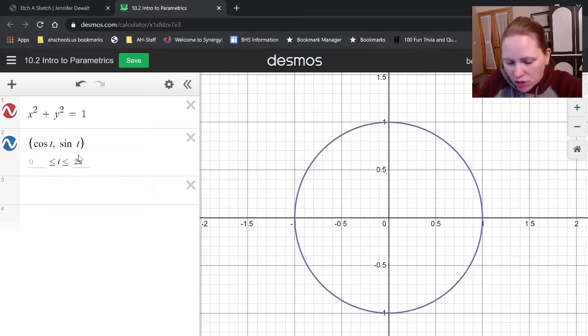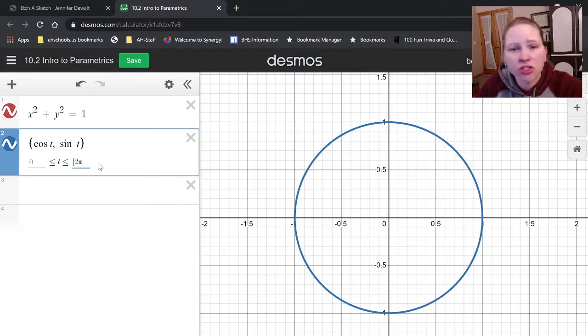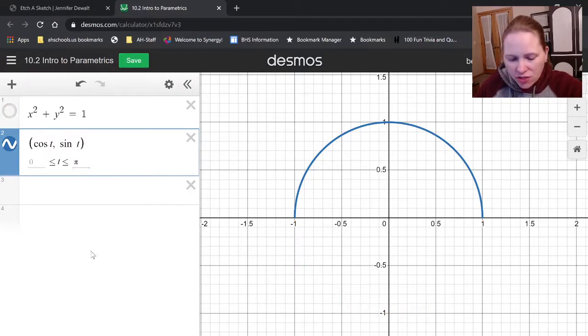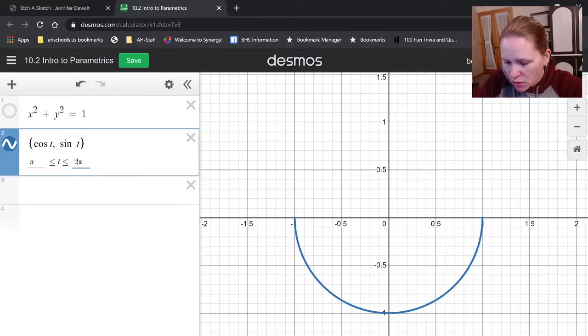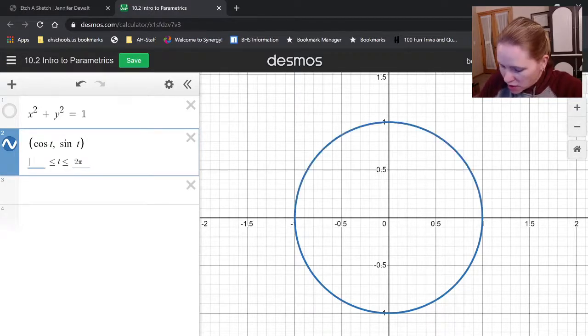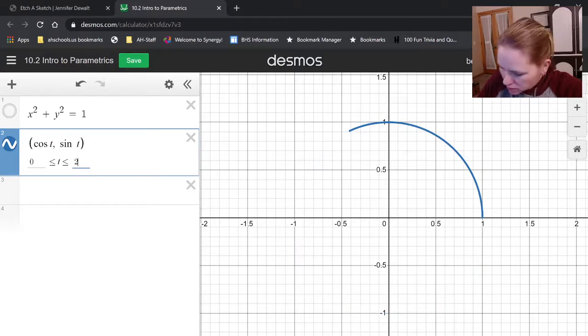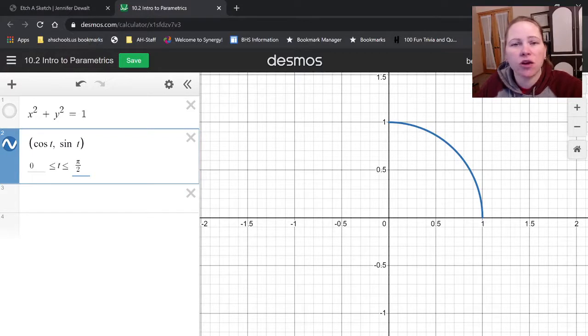Now, the cool thing about parametrics is that I can actually change what we see. So instead of going 0 to 2 pi, if I only wanted to see half the circle, I could just change my parameter, and now I'll go ahead and turn off the red circle. Here's my half of a circle from 0 to pi. If I wanted to see the bottom half, I'd simply go from pi to 2 pi, and that gives me the bottom half of the circle. If I simply wanted one quadrant, I could go from 0 to pi over 2, and this gives me a quarter of a circle.